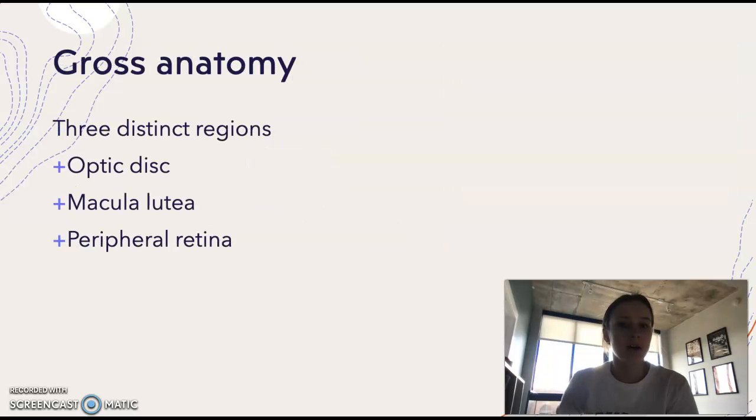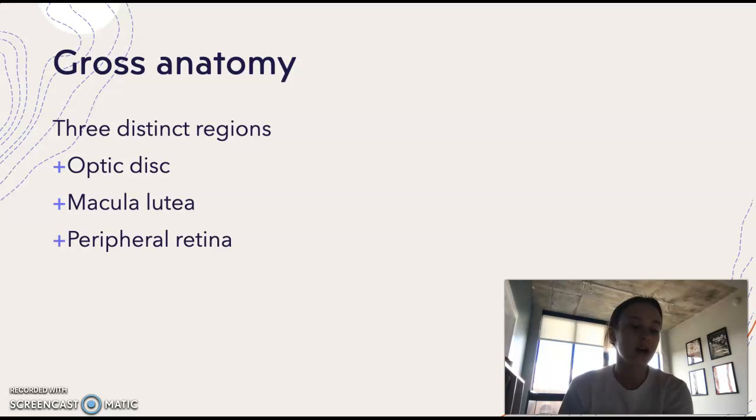First, I want to focus on more of the gross anatomy of the retina. There are three distinct regions: the optic disc, the macula lutea, and the peripheral retina. The optic disc is a region of the retina that has no photoreceptors because it's where the optic nerve and the blood vessels exit the eye.